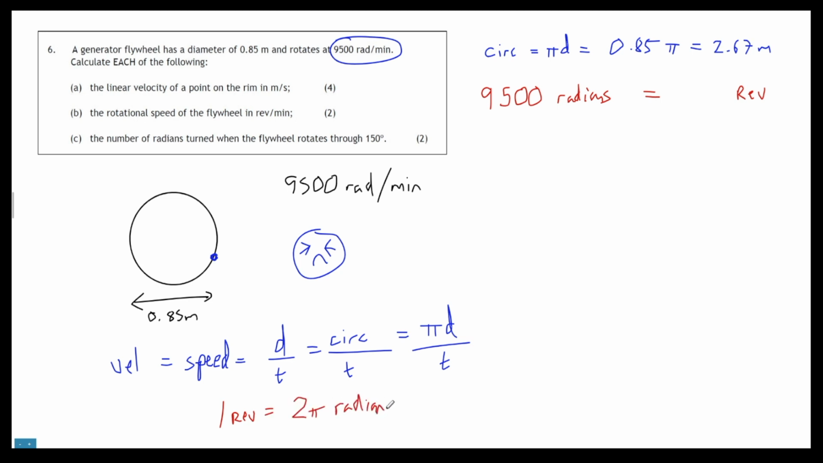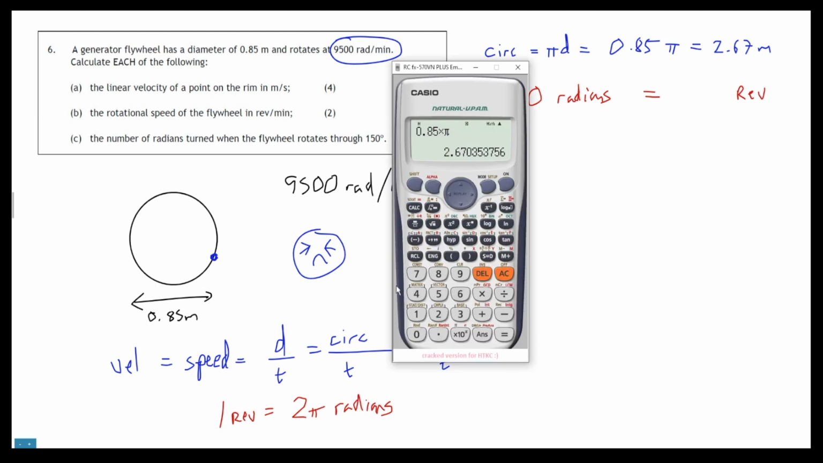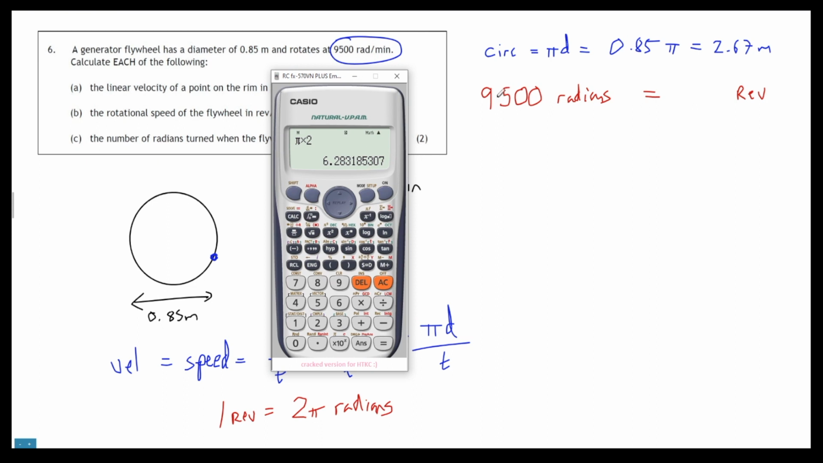If you haven't seen radians, we need to talk about it. We'll go over it in another video. But basically, 2 pi is 3.14 times 2, so there are about 6.28 radians in a full circle. So if I divide my 9,000 by this, it tells me how many revolutions we've done.